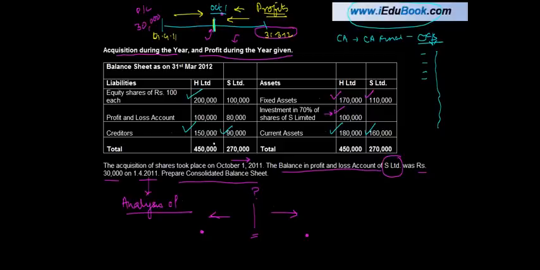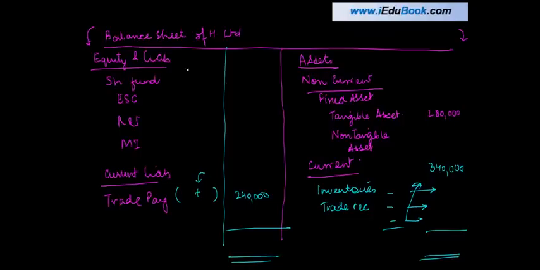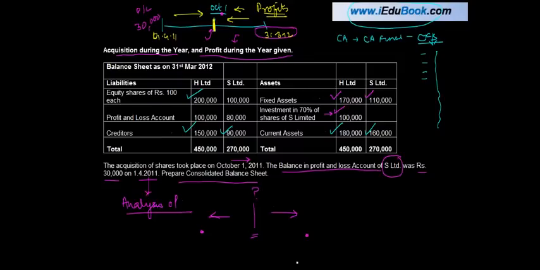Then equity share capital, 2 lakh. I'll only take the equity share capital of H Limited. So where do I take the balance? I can take it simply in the outer column. What about the equity share capital of S Limited, 1 lakh? This is going to go and sit in the cost of control. Equity share capital: I own 70%, so 70,000 here. Minority interest.